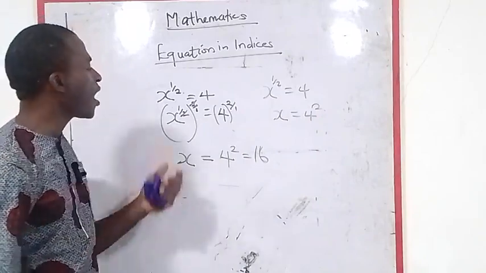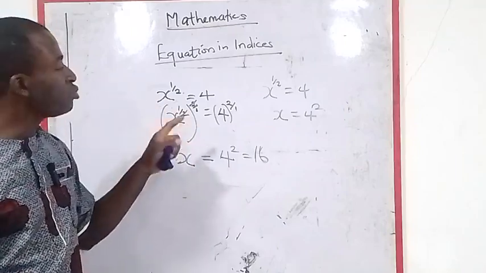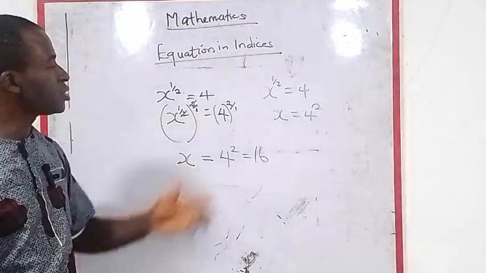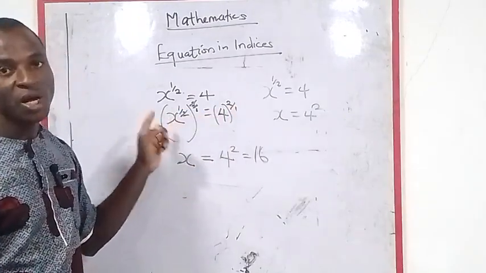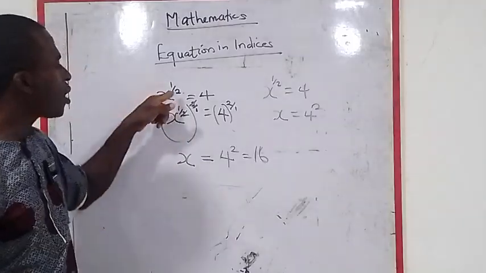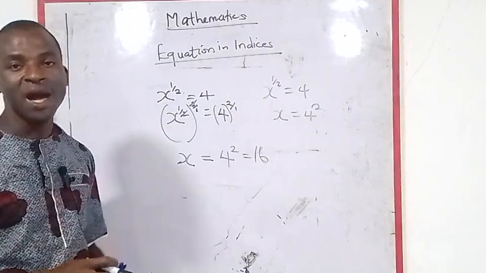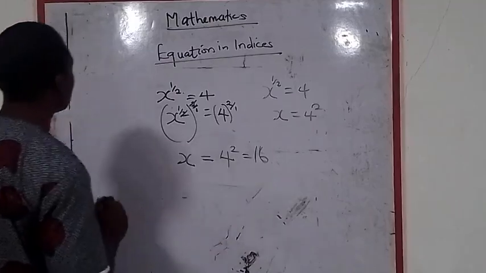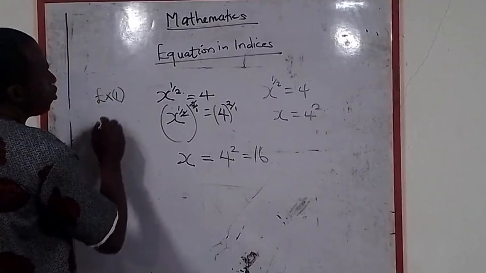But I am trying to explain what really happened there, what made it to be like that. That's why I went through this process. It's good you know this because other questions will test your ability on this. So I will advise you to know how to use the inverse of the power to cancel out, to know what will be the outcome on the other side of the equation. That is example 1.